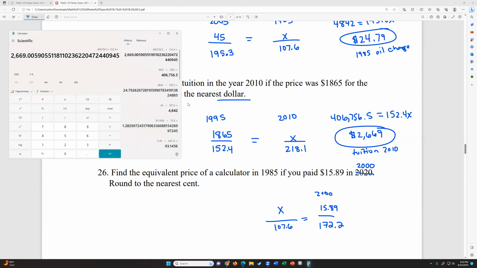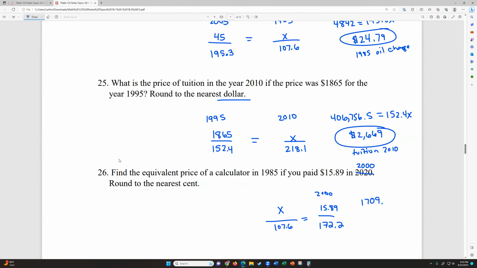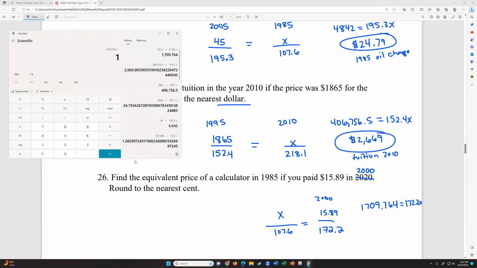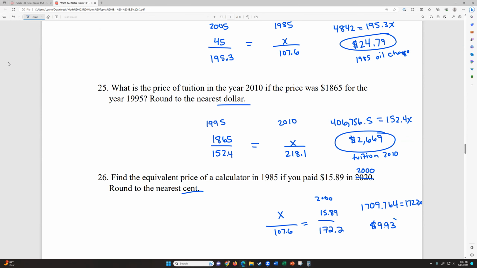We're going to cross multiply. I know usually we do this diagonal first, but if I'm going to work it out on my calculator to make life easier, I do the diagonal first that has both numbers. So 107.6 times 15.89, because the diagonal that has both numbers will be the one that you're going to then divide by the other diagonal's number. So 1709.764 equals 172.2x. We'll divide this by the 172.2. And that comes out to $9 and, to the nearest cent, let's look at 2 decimal places. There's a 2 there and an 8 behind it. So it's going to be $9.93 for that calculator in 1985.